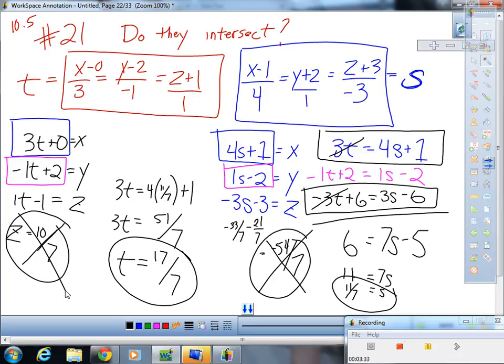So what we found out is that there is a point where our x and our y have this, there is a time 17/7 for this line and 11/7 for this line. There is a time where our x and our y coordinates share the same thing, but since our z coordinates are not the same at that same time, these two lines do not intersect, which makes them skew. Another good math word. Boom!